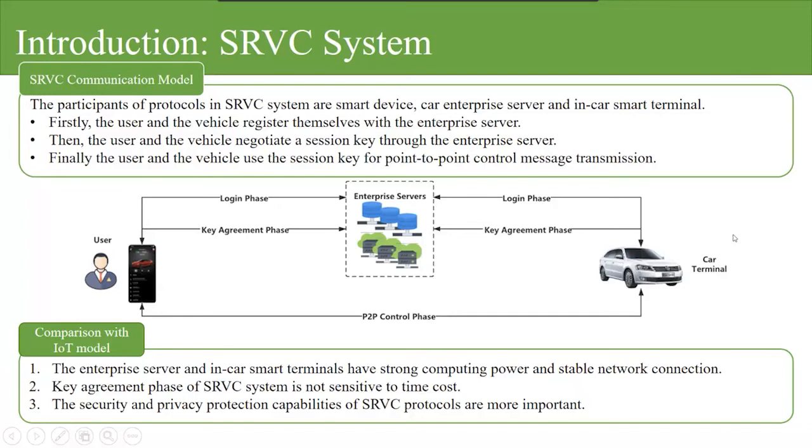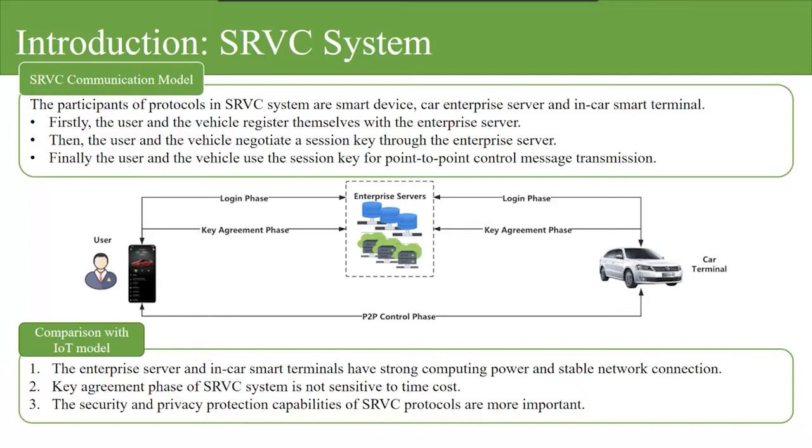The communication model of the SRVC system contains three partners. They are the smart device, the car enterprise server, and the in-car smart terminal. Firstly, the user and the vehicle register themselves with the enterprise server. Then the user and the vehicle negotiate a session key through the enterprise server. Finally, the user and the vehicle use the session key for point-to-point control message transmission.